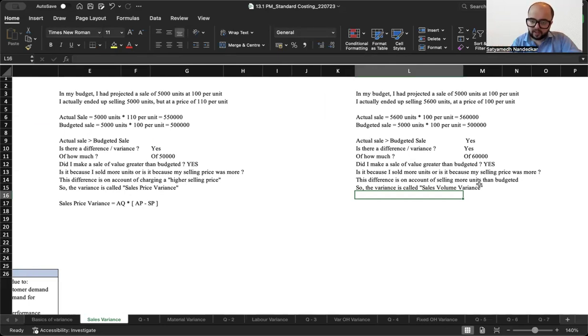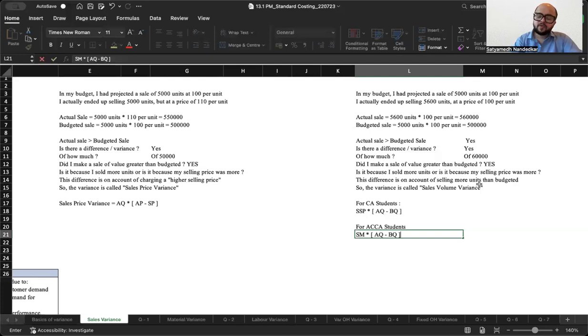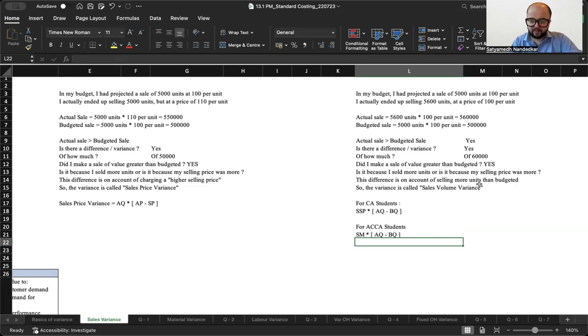Now, the formula for sales volume variance: if you are a CA student, the formula in ICAI material is different. The formula is standard selling price into actual quantity minus budgeted quantity. For ACCA students, in your ACCA material, the formula is standard margin into actual quantity minus budgeted quantity. So if you really think about it, this is a profit related variance, not a sales related variance.